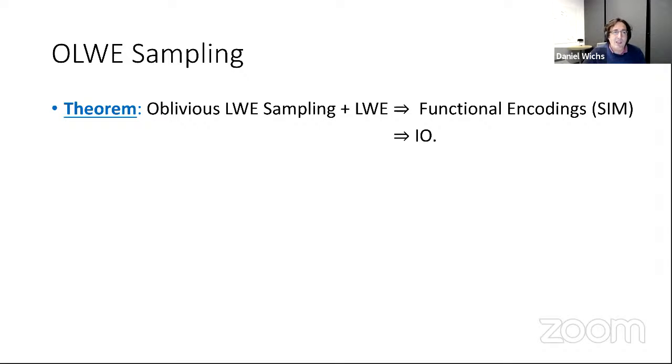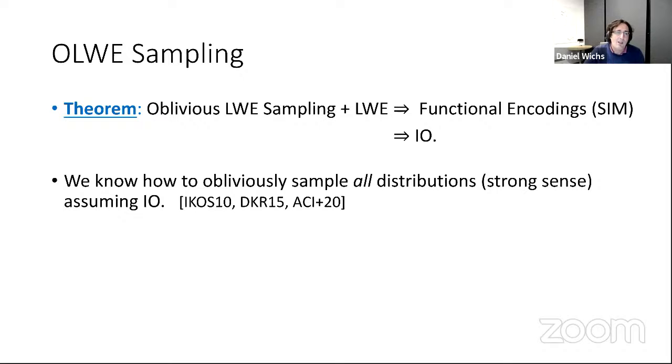So what's known about oblivious LWE sampling, or oblivious sampling in general? We actually know how to obliviously sample from all distributions, not just the specific LWE distribution, in a very strong sense, assuming that IO exists. In fact, there's going to be a talk tomorrow on pseudorandom encodings, which is equivalent to oblivious sampling. So if IO exists, then oblivious sampling is possible. That's not that interesting, but at least it shows that oblivious LWE sampling isn't inherently impossible. It's a notion we can hope to get.